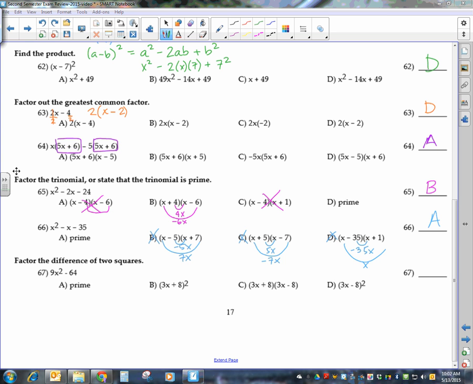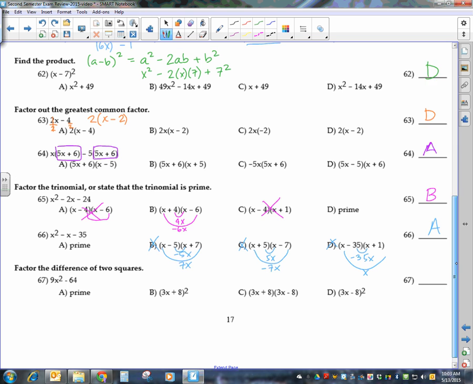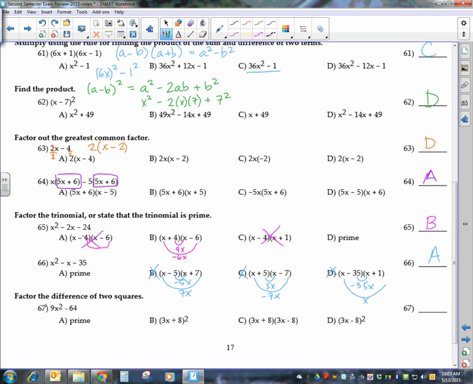Okay, continuing. Factor the difference of two squares. So that's the one that I just did earlier. It's just like number 61. So you're just going backwards with that. So the difference of two squares comes out to two terms that are what we call conjugates because they look exactly the same except for one is a positive and one's a negative. So your answer there is going to be C.